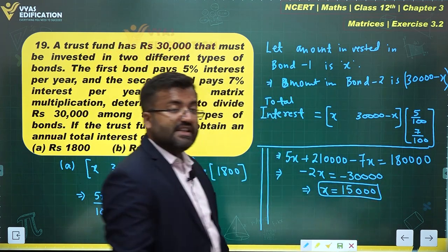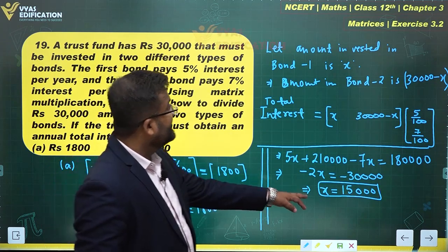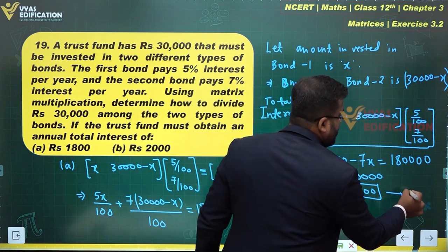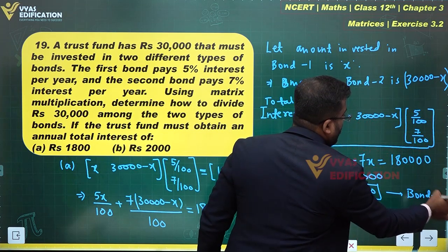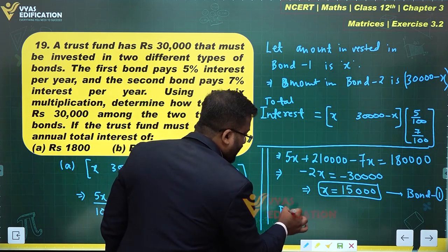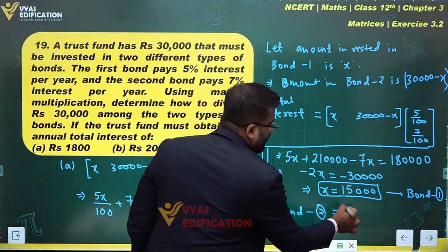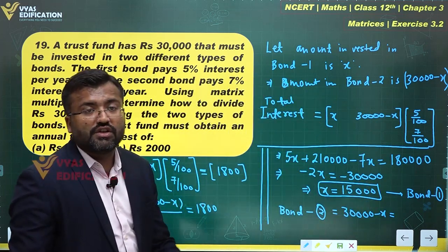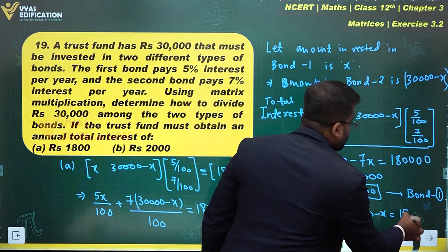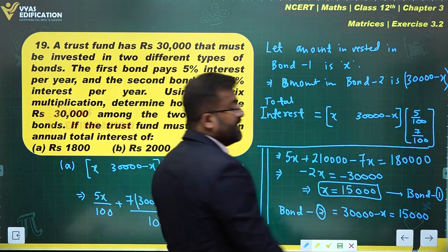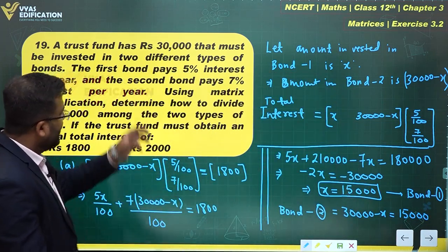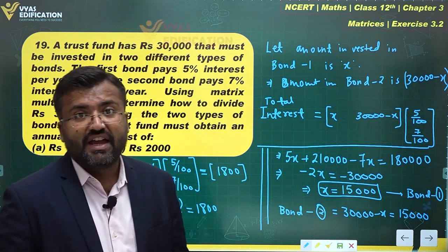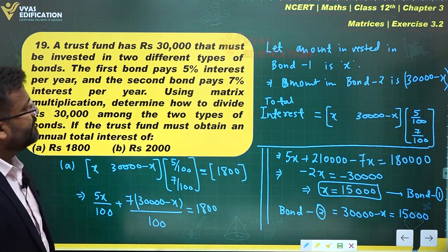Okay. Now, since x is equal to 15,000, that is the amount invested in bond 1. What is the amount invested in bond 2? Bond 2 amount is 30,000 minus x, which is 30,000 minus 15,000. What is that equal to? 30,000 minus 15,000 is again 15,000. So basically, you are dividing the amount into two equal parts to get this return of total interest of 1,800. That's what you are doing, right?